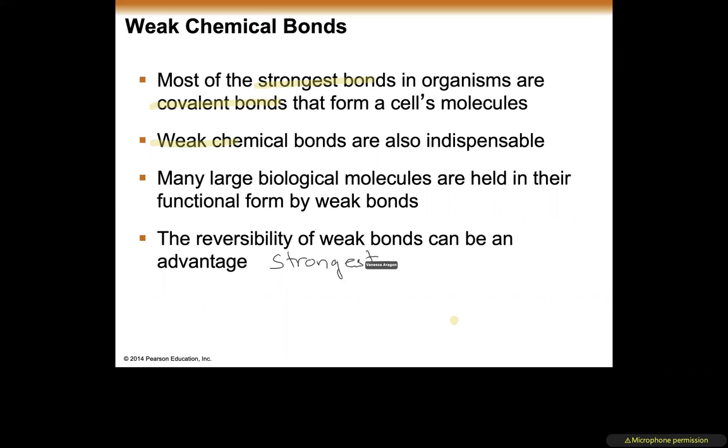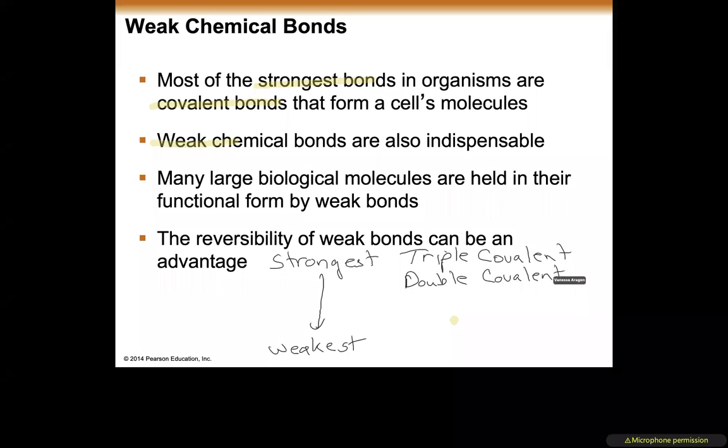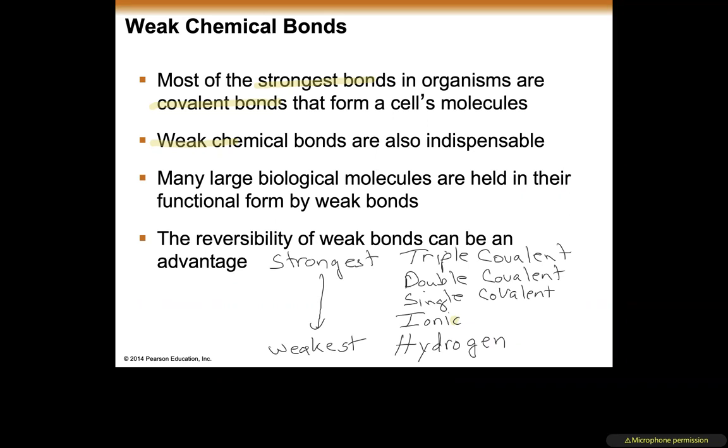Strongest to weakest. Well, I told you that the strongest bond is going to be the covalent bond. Well, a triple covalent bond is going to be really strong. Triple covalent. And if you can imagine, double covalent, single covalent, ionic, then the next one is going to be called hydrogen bond. All righty, in order from the strongest to the weakest.